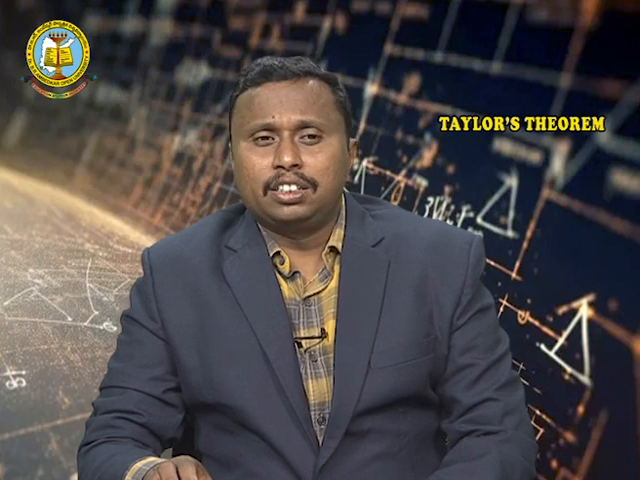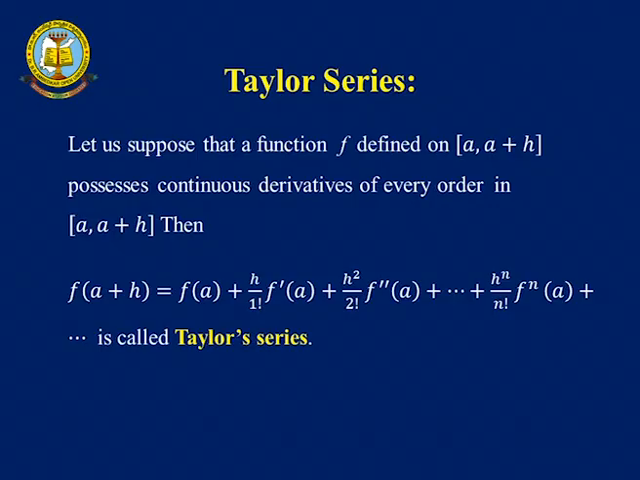So, what is the Taylor series? Let us suppose that the function f is defined on the closed interval a comma a plus h and possesses continuous derivatives of every order in the closed interval a comma a plus h. Then as per the Taylor series, f of a plus h equal to f of a plus h by 1 factorial into f dash of a plus h square by 2 factorial into f double dash of a plus and so on, h power of n by n factorial into f power of n of a, which is called the Taylor series.